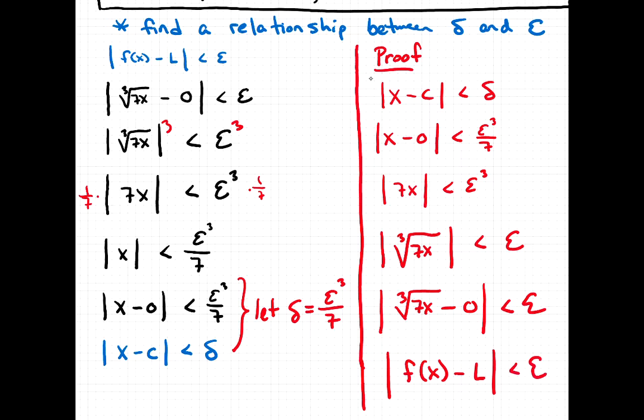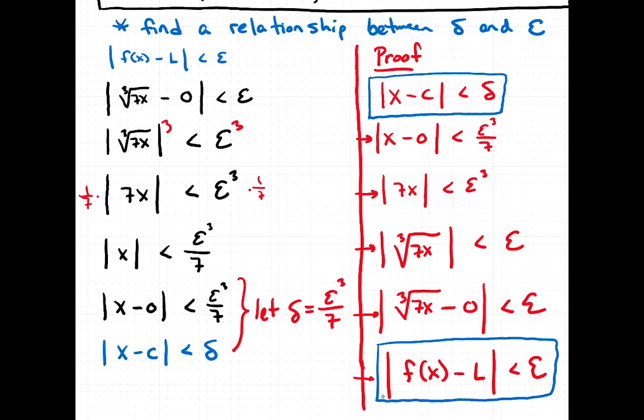We started with this, which implied this step, which implied this step, which implied this step, which implied this step, which was where we needed to be. So in black on the left, this is the work involved in finding the delta epsilon relationship, and the proof is simply reversing the steps. Okay, that does it for this one.